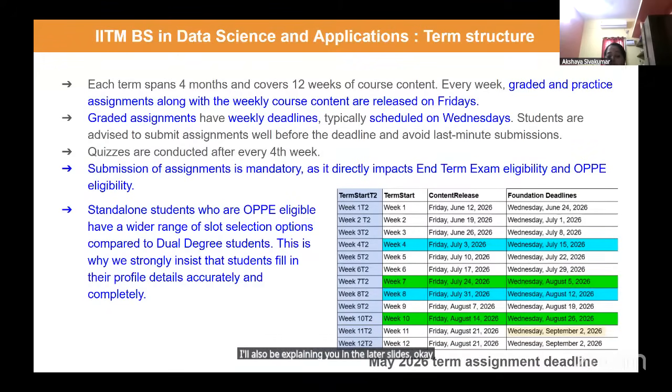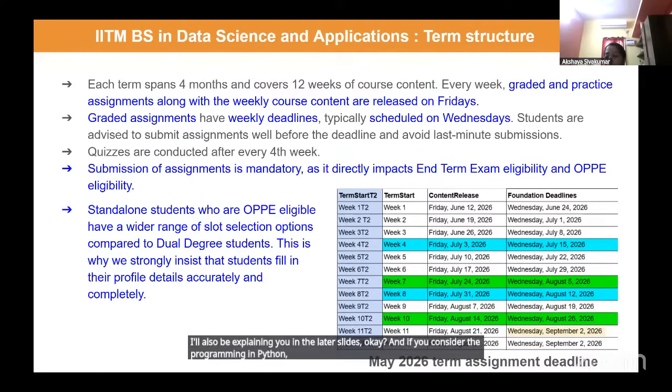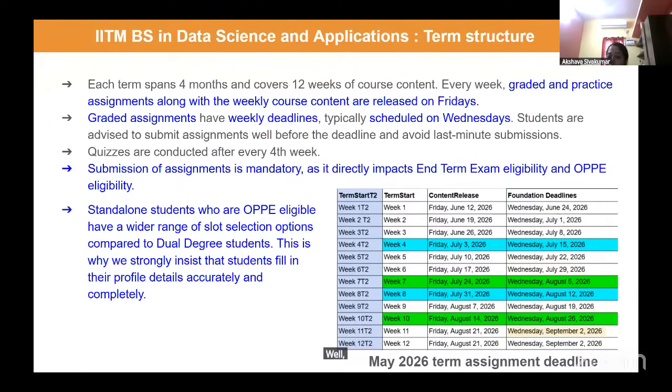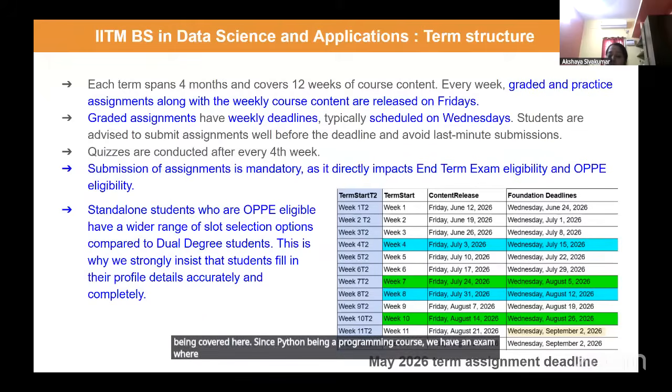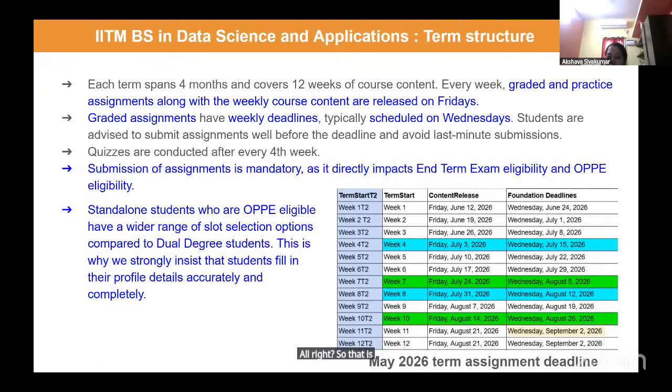Okay. And if you consider the programming in Python, we have something called OPPE, which the other 7 courses of your foundation level do not have. What is this OPPE? OPPE is nothing but your online proctored programming examination. What is being covered here? Since Python is a programming course, we have an exam that tests your programming knowledge. Right. That is why we have this as OPPE.